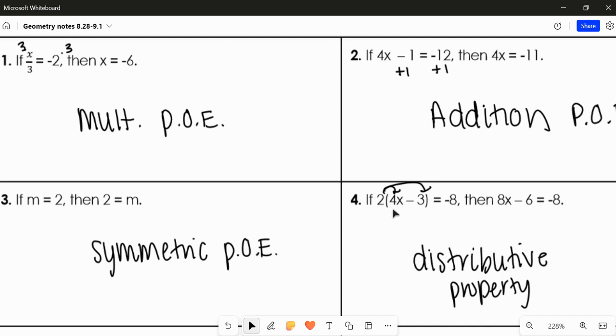And then on 4, we have 2 outside of our parenthesis with 4x minus 3, and it equals 8. Then we have 8x minus 6 equals -8. This right here is clearly doing the distributive property. Nothing happened to the -8 on the other side of the equal sign. And both of these two numbers here ended up increasing by a factor of 2. So that is the distributive property.